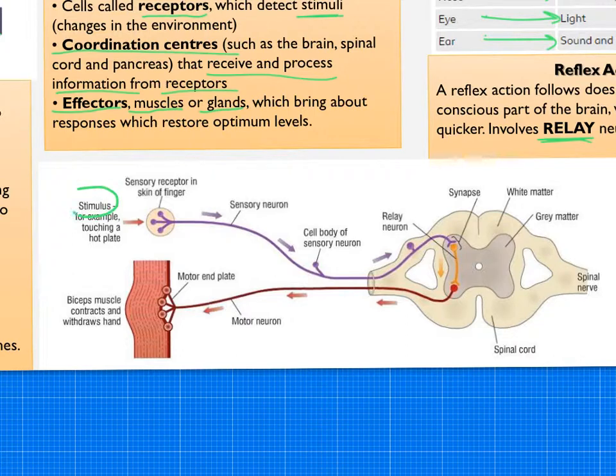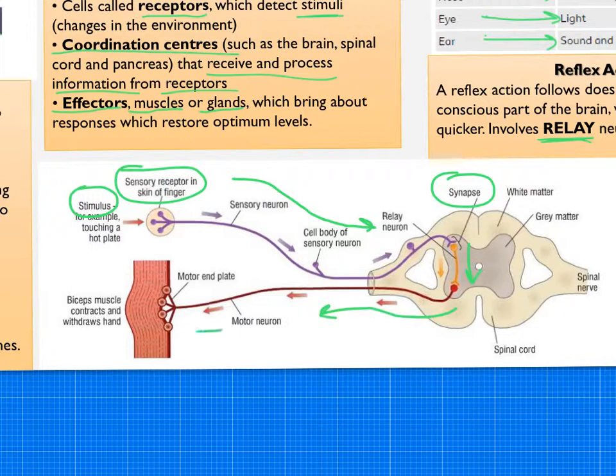So again, you've got the stimulus, and then you've got the sensory receptors being picked up, for example, in a finger. Let's say you touch something that's really hot. The electrical impulse passes through the sensory neuron, but you'll notice that it doesn't go up to the brain this time. It goes across a synapse. We'll talk about synapses. That's a gap between two neurons, and then a relay neuron in the spinal cord, and then it travels back via a motor neuron to the muscle in your hand, so that your effector contracts, and therefore you move your hand.